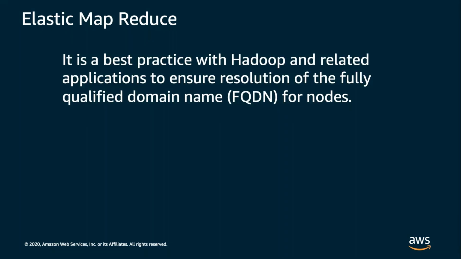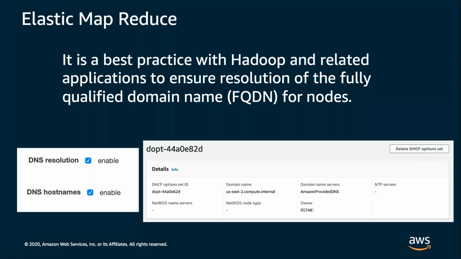The third service we want to talk about was Elastic MapReduce. Generally, as a best practice, Elastic MapReduce is a managed version of Hadoop. So we spin up that cluster and manage it for you as a service. To make that work, we need a fully qualified domain name for each node. So the best practice here is, like we showed in the beginning, to enable DNS resolution and host names. That'll create the appropriate DHCP option set, and then we can have Hadoop work within the VPC without any issues.